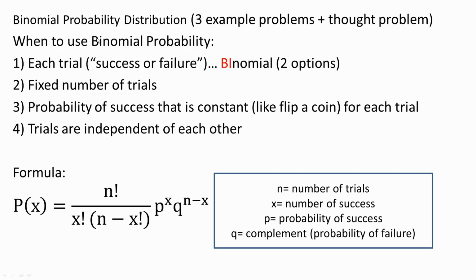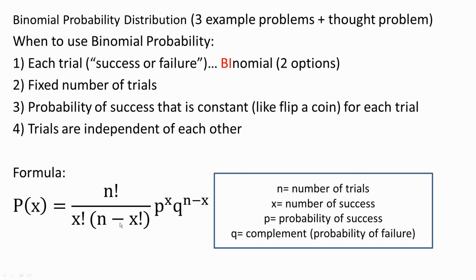In this video, we will go over binomial probability distribution and when to use it. Each trial is either a success or a failure, so bi means two options. There is a fixed number of trials, and the probability of success is constant, like flipping a coin, where each trial has a constant outcome. Trials are independent of each other.